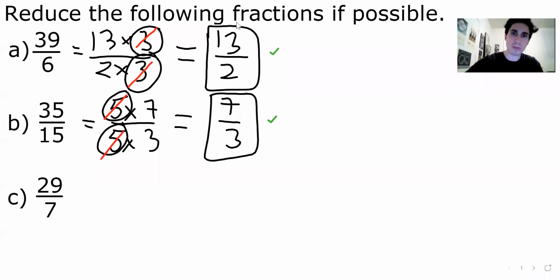Example C, we're going to blast through this one even more quickly. 29, let's see, it's not even, it's not divisible by 2.